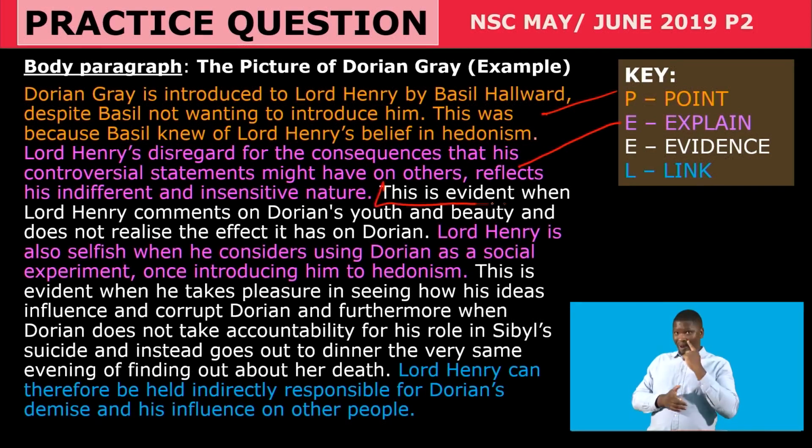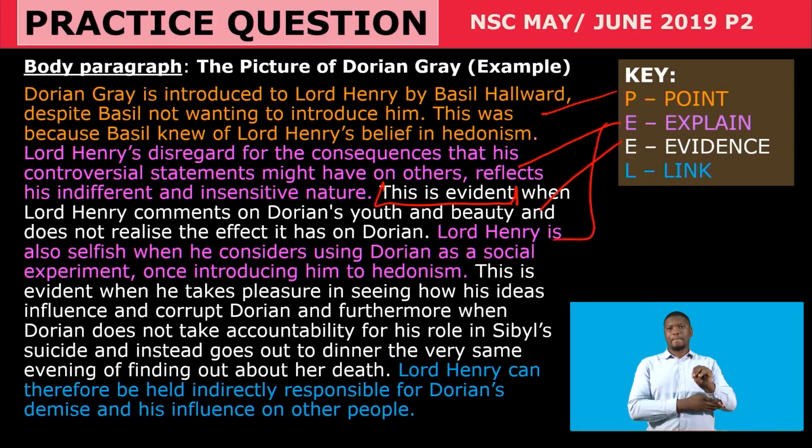This is evident. Do you see here, this word already shows you we are introducing evidence. When Lord Henry comments on Dorian's youth and beauty, he does not realize the effect it has on Dorian. Lord Henry is also selfish when he considers using Dorian as a social experiment once introducing him to hedonism. So once again, we have an explanation. This is evident when he takes pleasure in seeing how his ideas influence and corrupt Dorian, and furthermore, when Dorian does not take accountability for his role in Sybil's suicide and instead goes out to dinner the very same evening of finding out about her death. Now, that once again would be evidence.